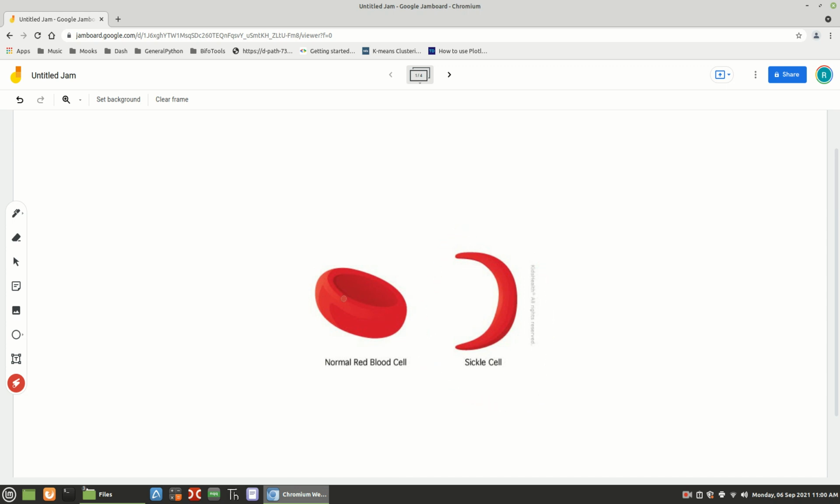Now you can see in a regular red blood cell there is a little dimple, and that's because this red blood cell has lost its nucleus. And you're going to say, wow, how can you lose your nucleus? And why would you lose your nucleus? Well, red blood cells are designed to do one thing, and that's to carry oxygen through your body.